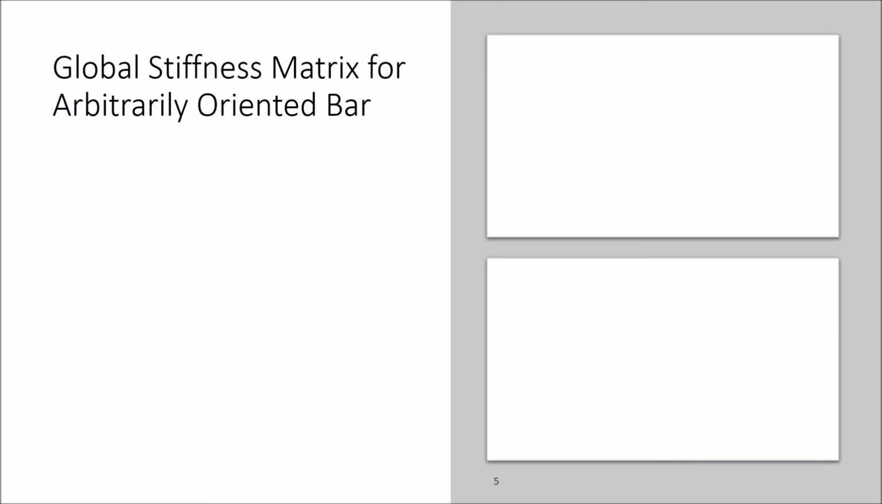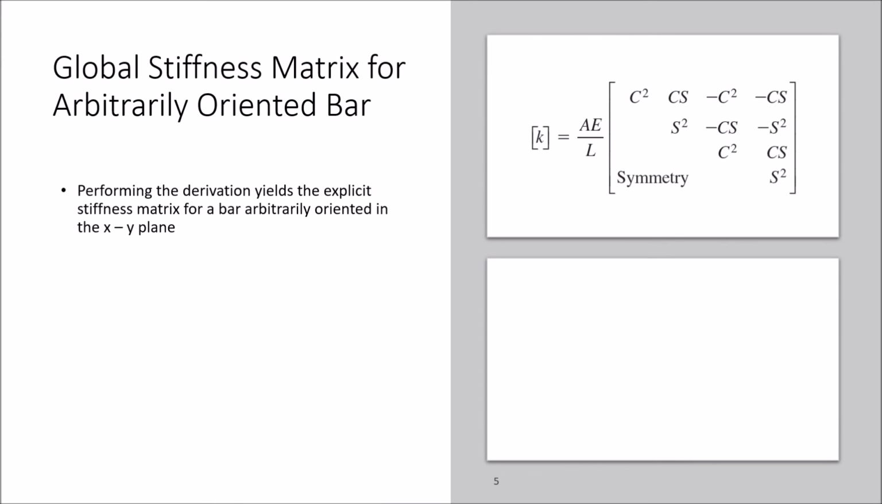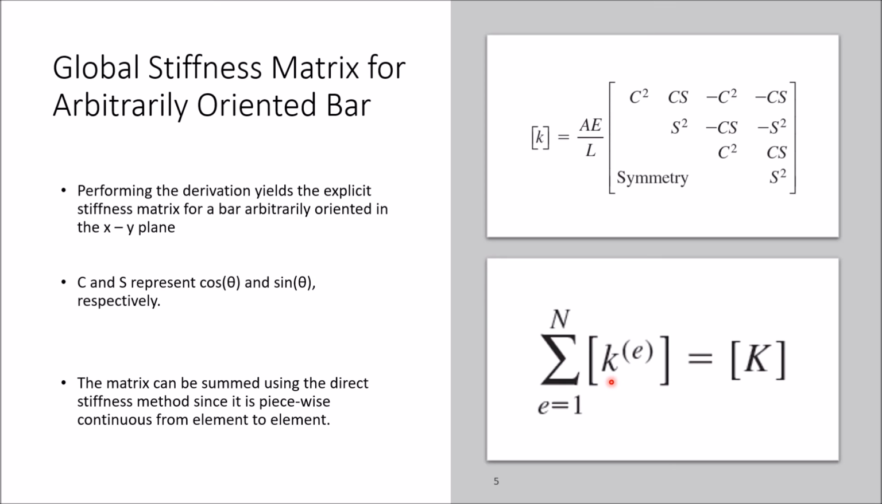We can conclude that performing derivation yields the explicit stiffness matrix for a bar element arbitrarily oriented in the xy plane, looking here at the k as a 4 by 4 expressed in terms of AE over L and cosines and sines of the angle theta between the x prime axis and the x axis. Please note that C and S represent cosine theta and sine theta respectively.